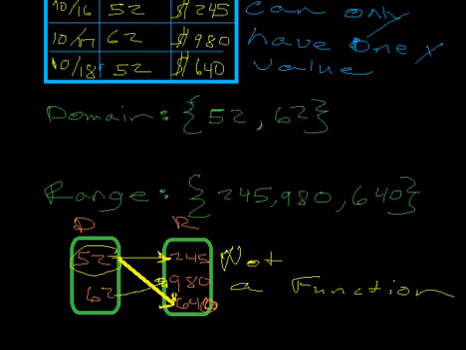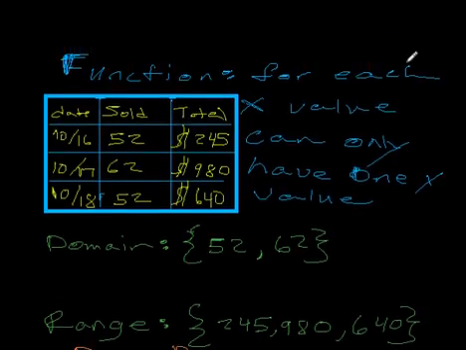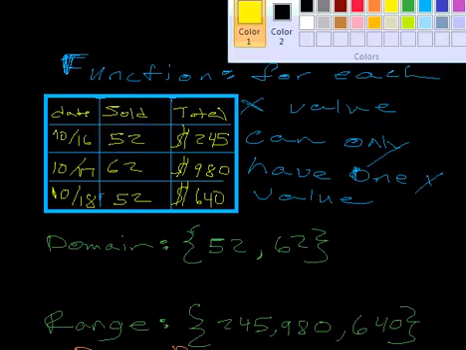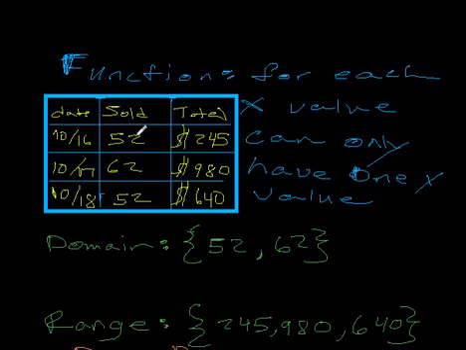And I can actually go back to the original chart, and on the original chart, do the same thing. Let's change that color. 52 here actually drops down to 640 and 245. Hey guys, not a function. It doesn't work because there are 2 y values for the x value of 52. This pairs of shoes sold.